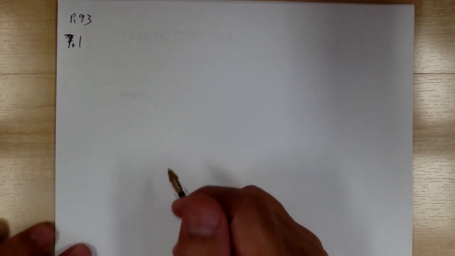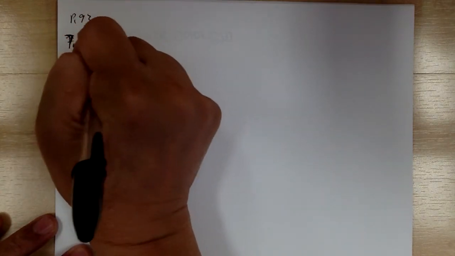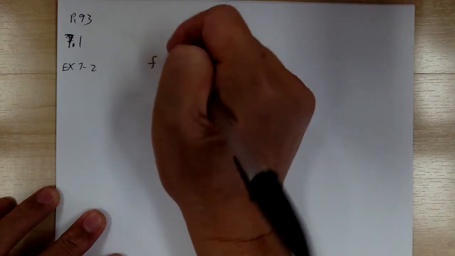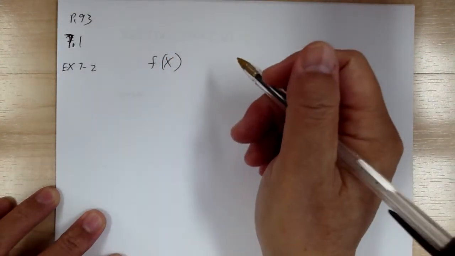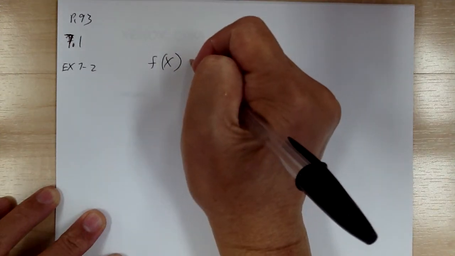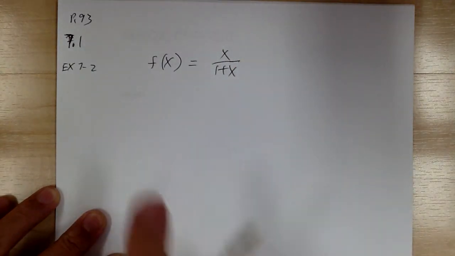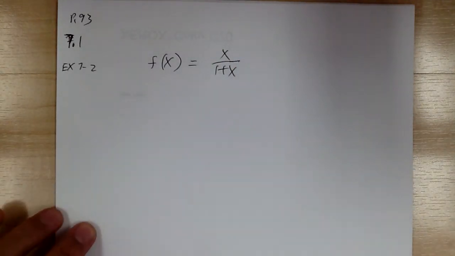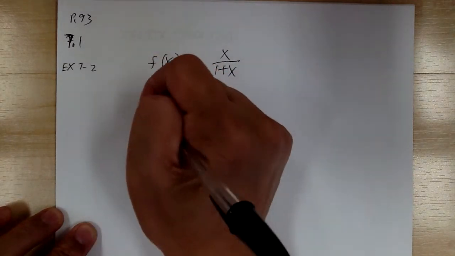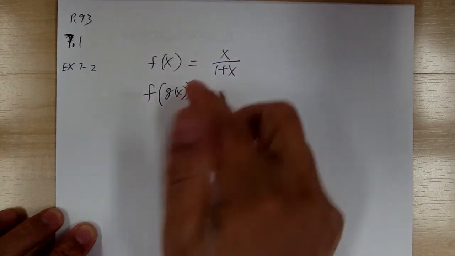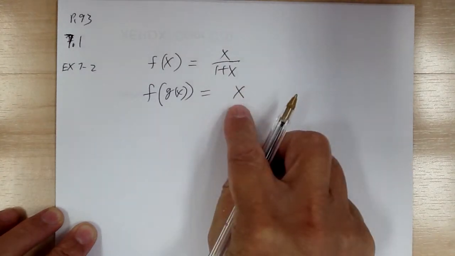So let's go to example 7-2 on how to find the inverse function. Okay. So when you have a function, you have f of x. This is from example 7-1. So f of x equal to x over 1 plus x. So what would be the inverse function of this? In the book, they call the inverse function g of x. So when you have a function of the inverse function, this will equal the original, which is equal to x.